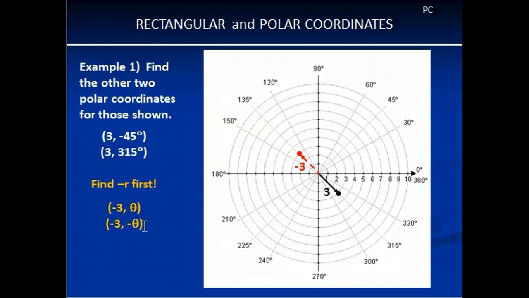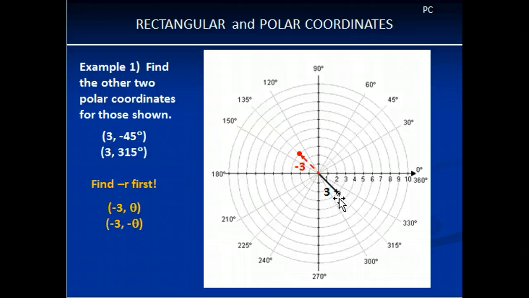All right. Now for an example, find the other 2 polar coordinates for those shown. Now, I'm giving you (3, negative 45) and (3, positive 315). So here's our positives. That means we're going to take 3, we're going to go down to negative 45, or we're going to take 3 and we're going to go all the way around to the R, or what from a triangle would be our hypotenuse, or the radius of the circle. And that would be 315 degrees.